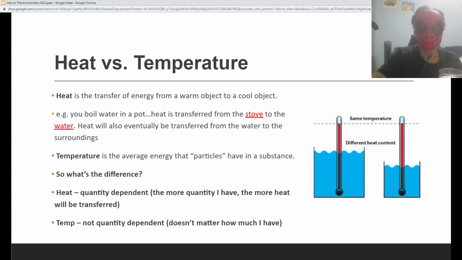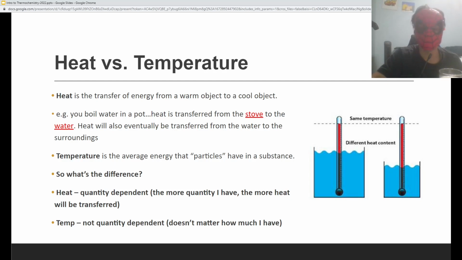In this slide, we're discussing the difference between heat and temperature. Heat is the transfer of energy from a warm object to a cool object as a result of a temperature difference. For example, when you boil water in a pot, heat is transferred from the stove to the water, causing the water to increase in temperature. Heat will also eventually be transferred from the water to the surroundings as the water cools down.